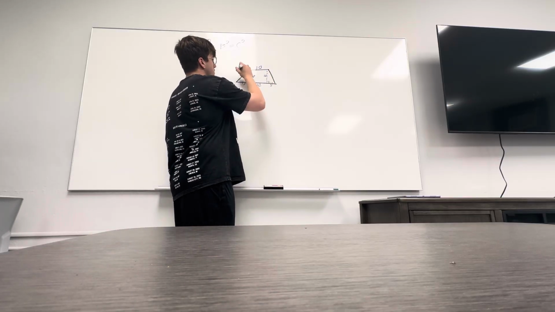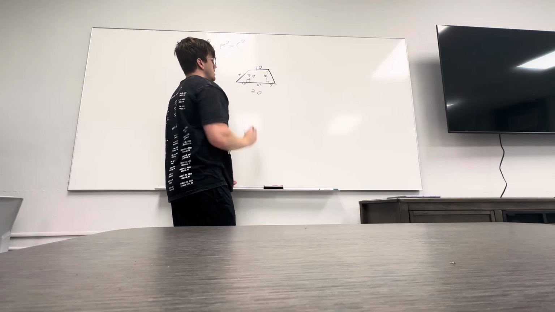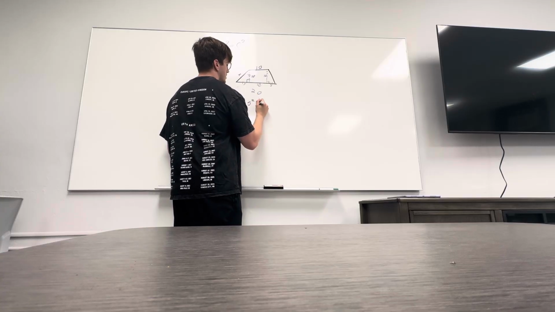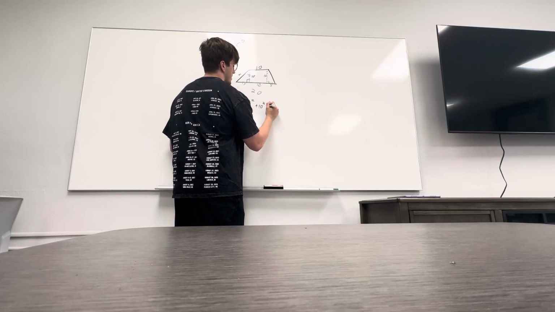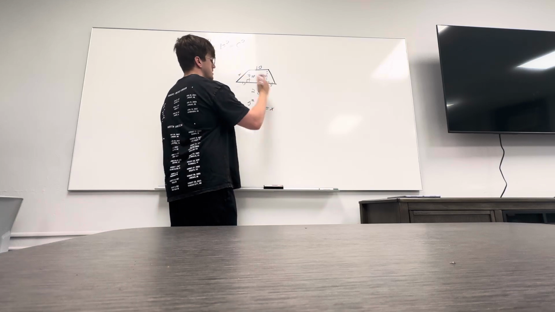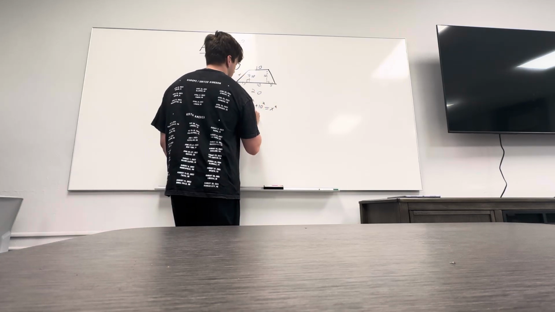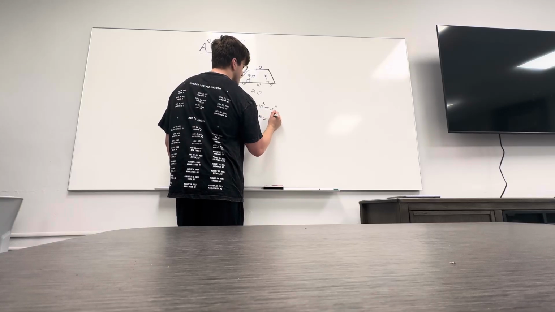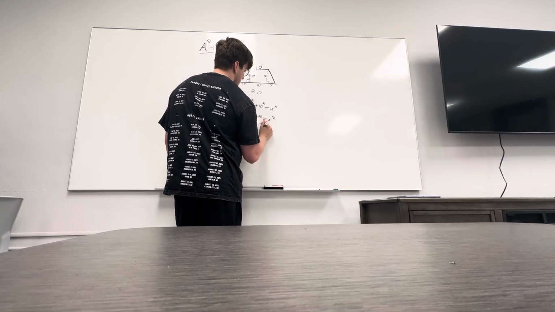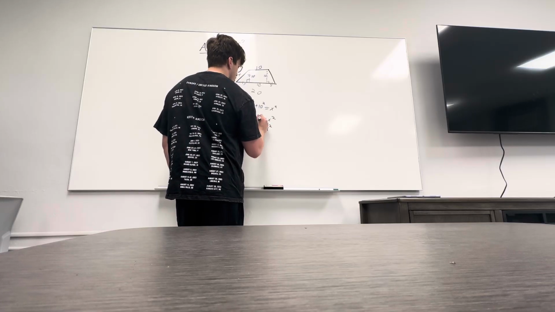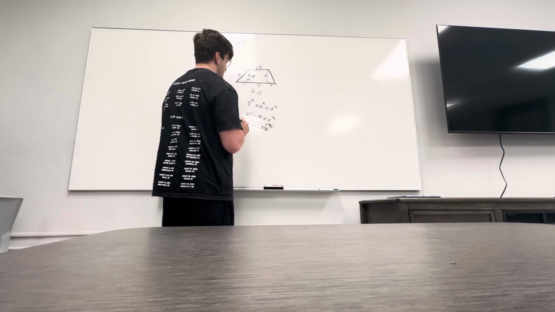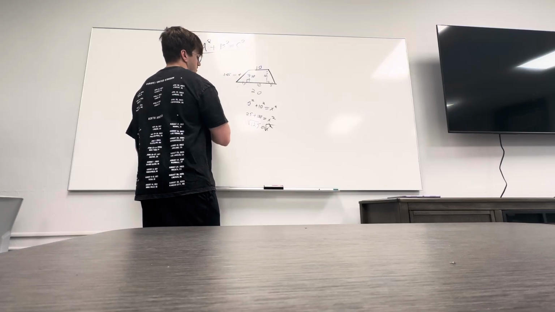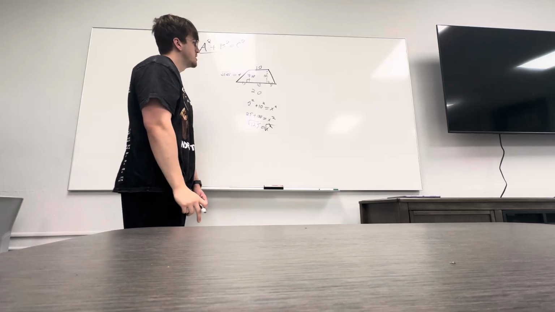So then, if you want to find that over there, you can take your 5 squared plus 10 squared equals x squared. So here you've got 25 plus 100 equals x squared. 125 equals x squared. Take the square root. So you know that x is equal to the square root of 125.